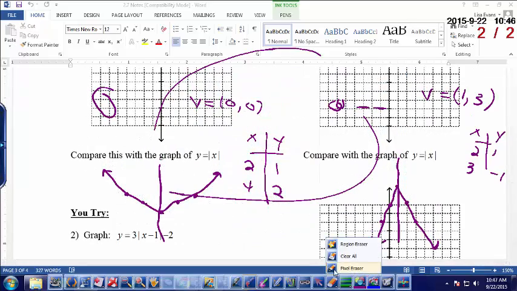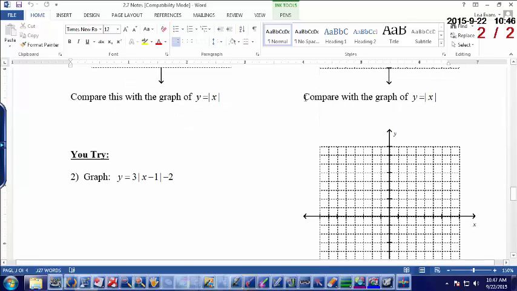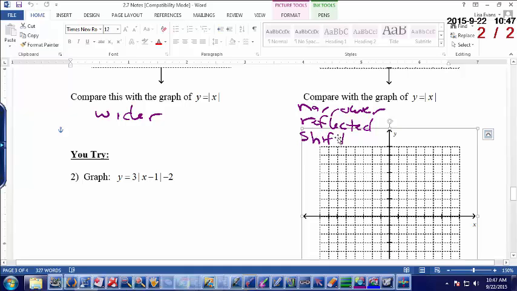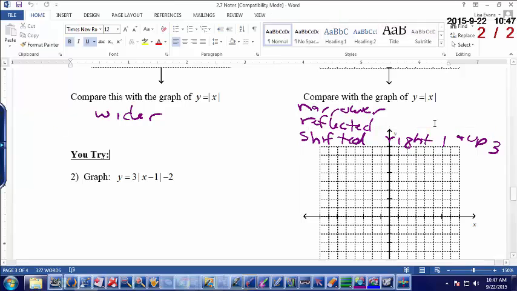Okay, so when it says compare the graph, we're going to do exactly what I just talked about. So this one, we're going to say it's wider than our parent function. This one is narrower, reflected, and shifted. Shifted exactly what I just said. Shifted right 1 and up 3.